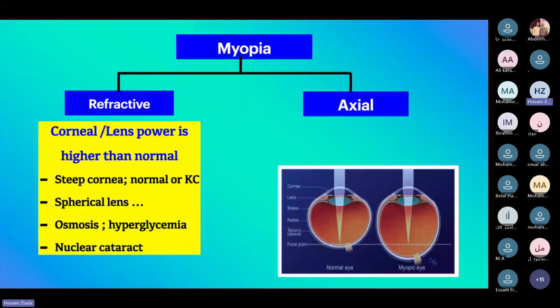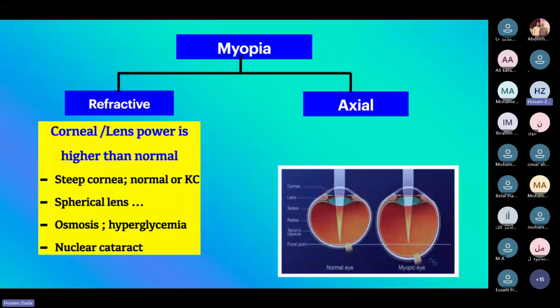So, as an undergraduate, the basic science of refraction will be just this information. Myopia, short-sightedness: definition, causes or types, refractive or axial. Axial means, as you see in the photo, that the axial length is longer than normal, called axial myopia due to longer axial length. The normal in some textbooks is from 22 to 24 millimeter. 21 is a short eye. 25, 26, 27 is a long eye.